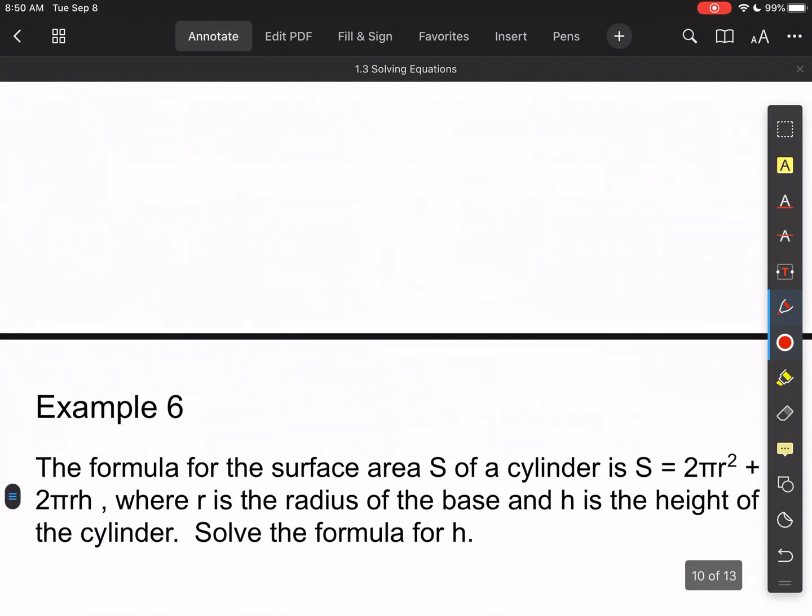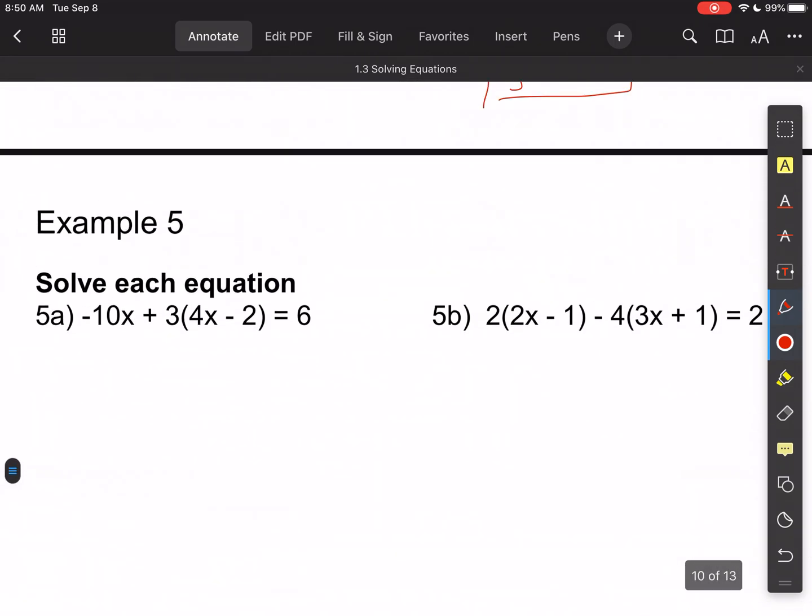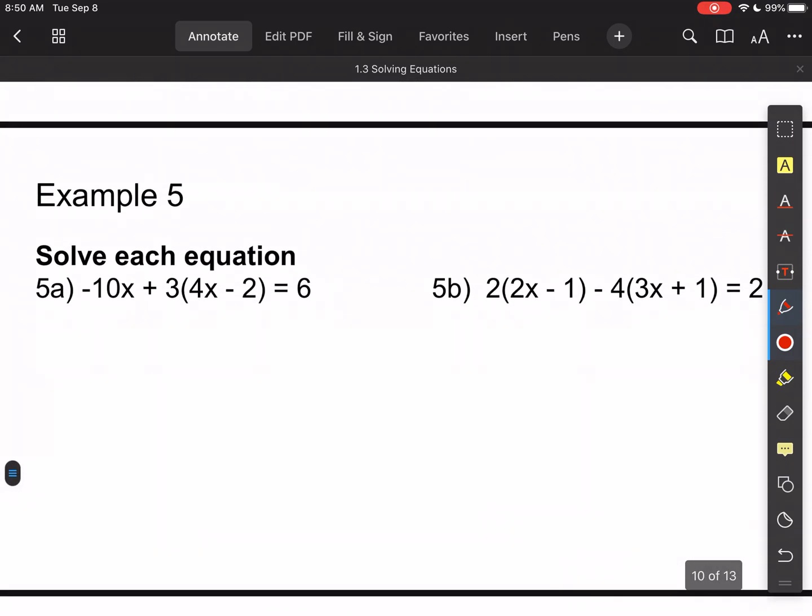All right, let's look at a couple more examples. Oh man, a lot more examples. Okay, a couple more examples, and then we'll get on with the homework. So here we go.